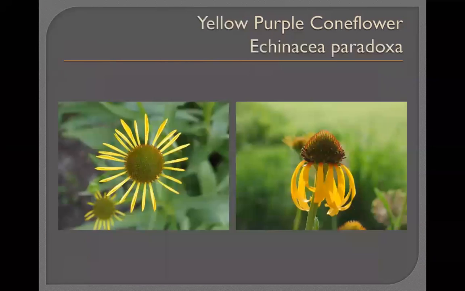And then of course the yellow coneflower, Echinacea paradoxa, has yellow blooms. And sometimes you can find yellow coneflower and pale coneflower blooming simultaneously in the same prairie, which can be very, very striking. But again, all of these coneflowers require pretty good drainage, keeping moisture away, especially winter moisture, from the crowns of these plants.